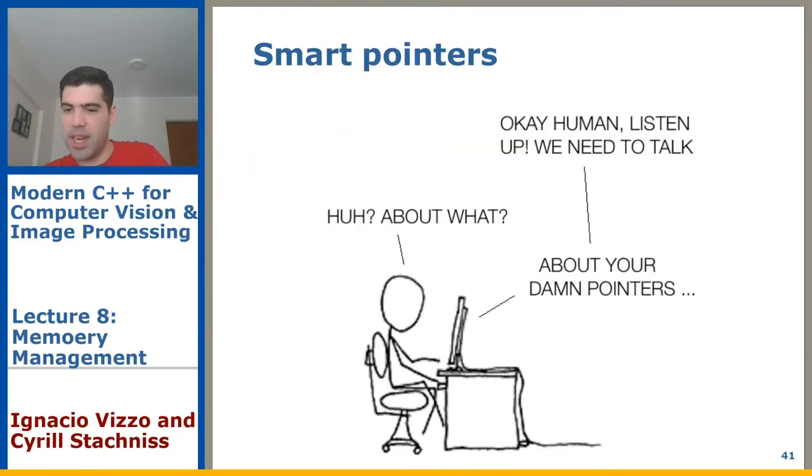So this is the last topic of the lecture of today. You already knew about raw pointers. Then we motivated the fact that we want to allocate more memory on the heap, and that's why we need to manage this memory with new and delete. And then we realized that there are all sorts of errors when we do this by hand.